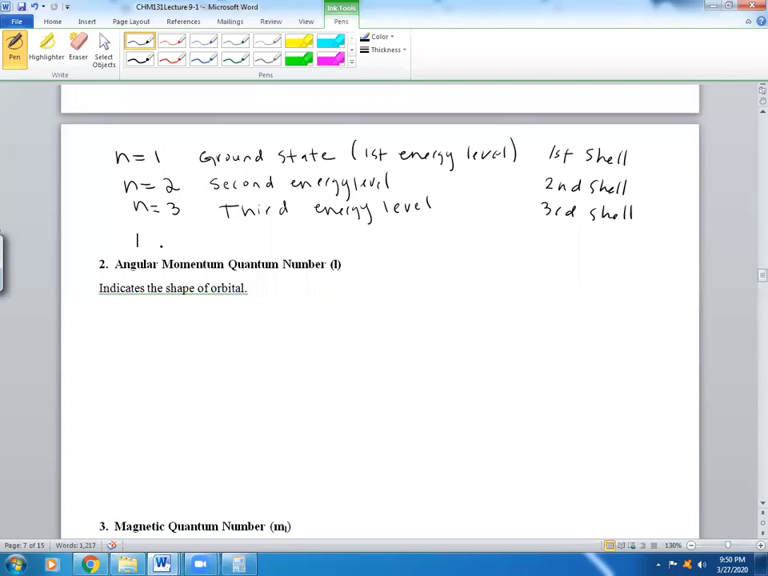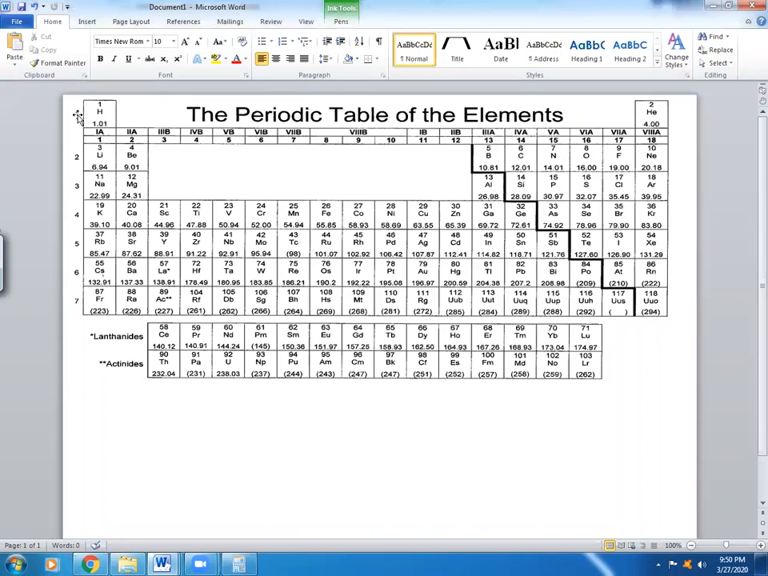One thing I wanted to add before I move on is that the period number in the periodic table is n. N is the period number. So if we have a periodic table right here, that's your n right there. N equals 1, first energy level, second, third, fourth, etc.